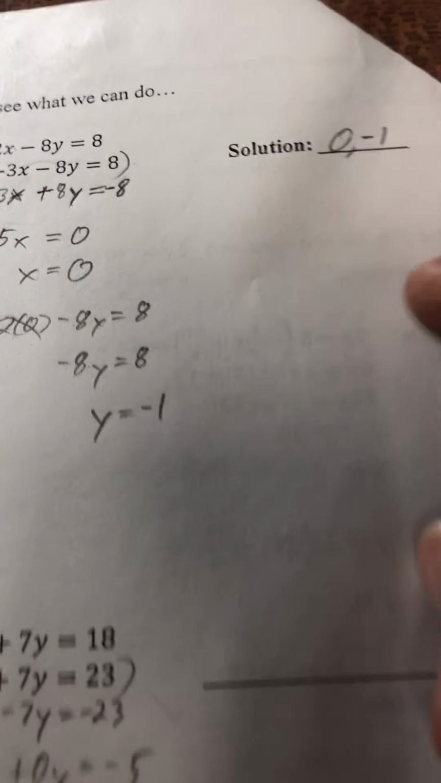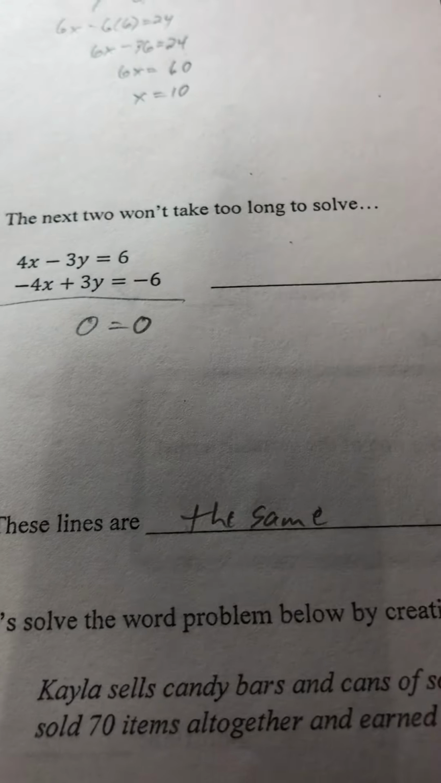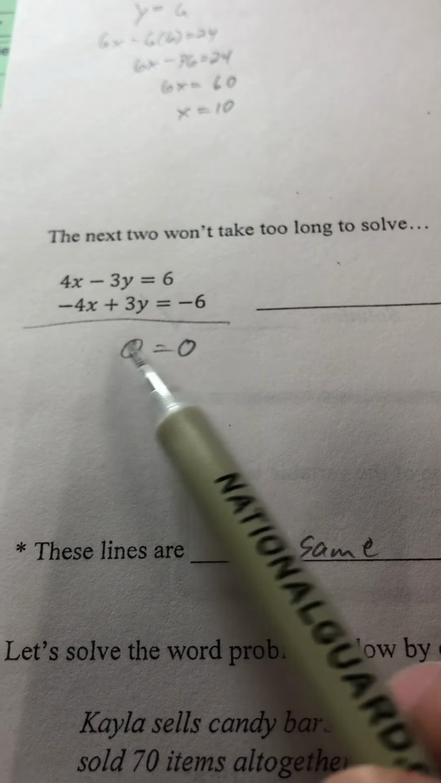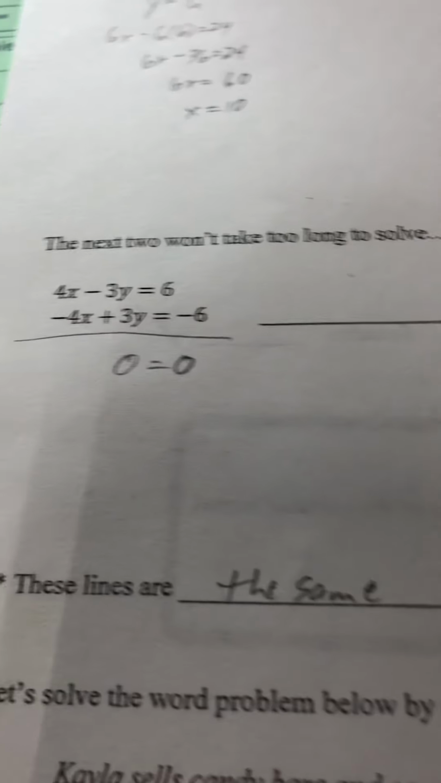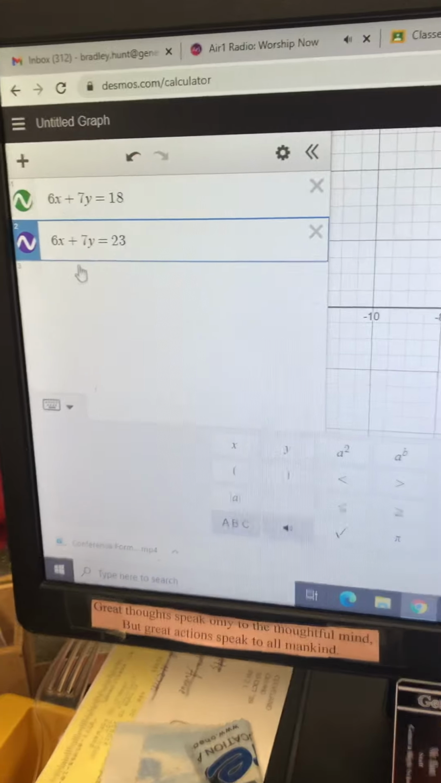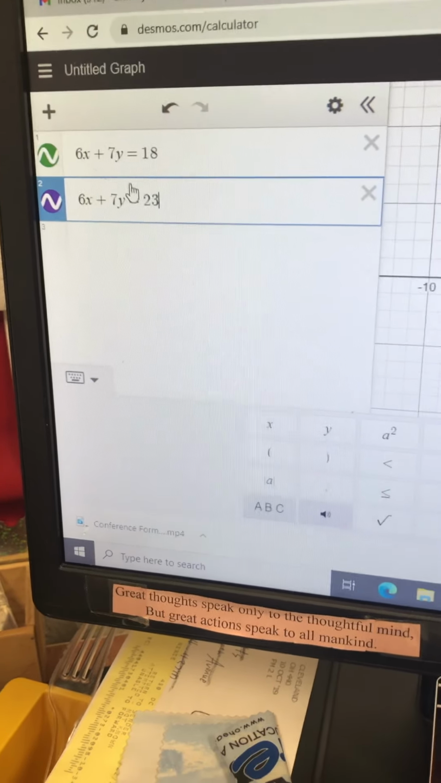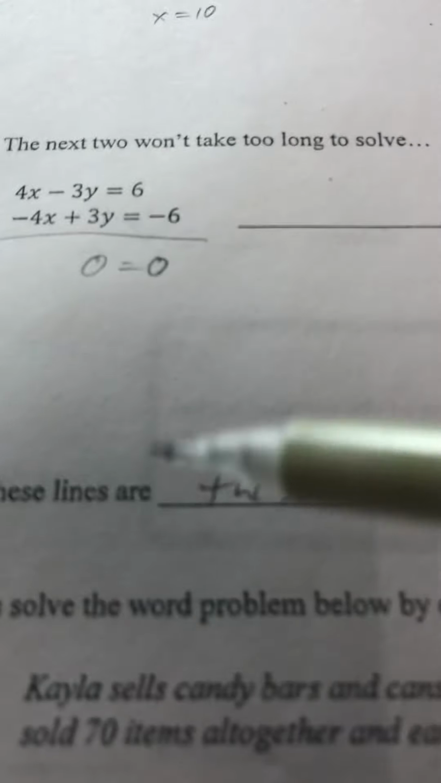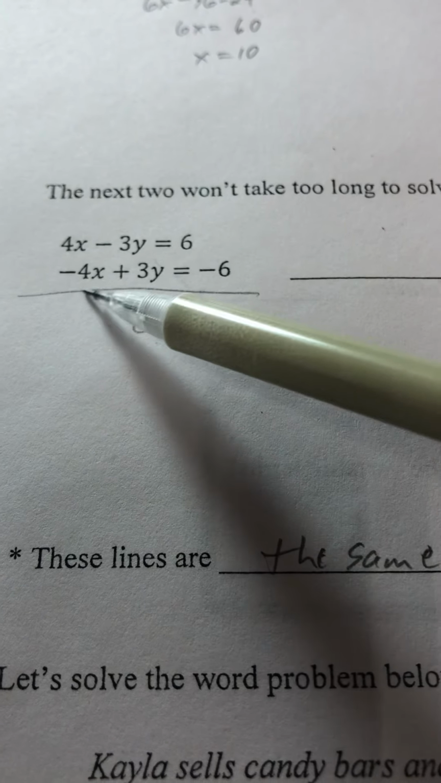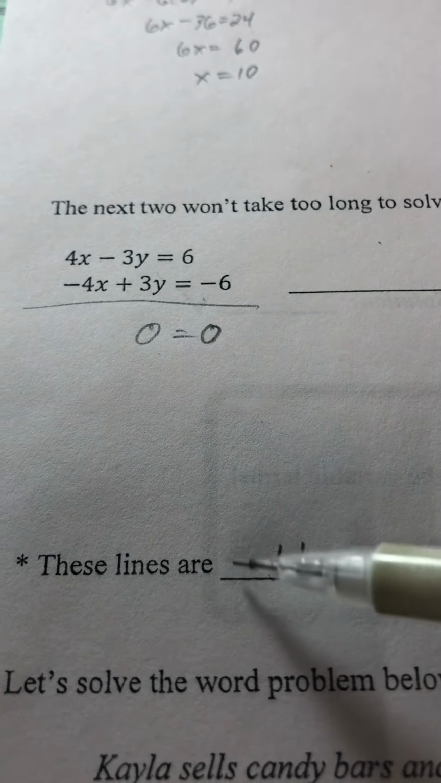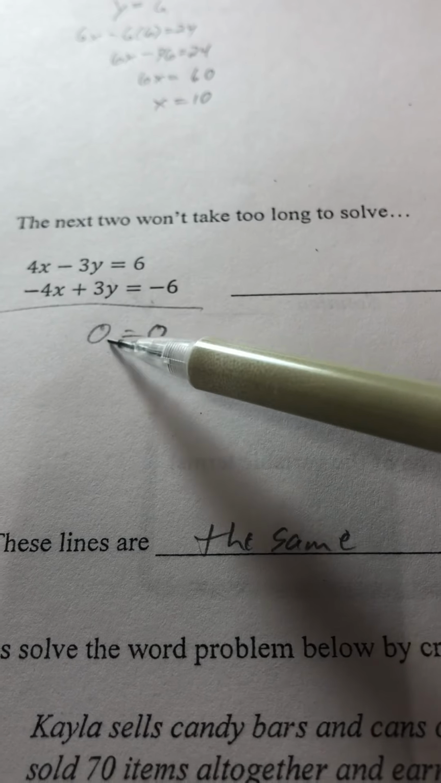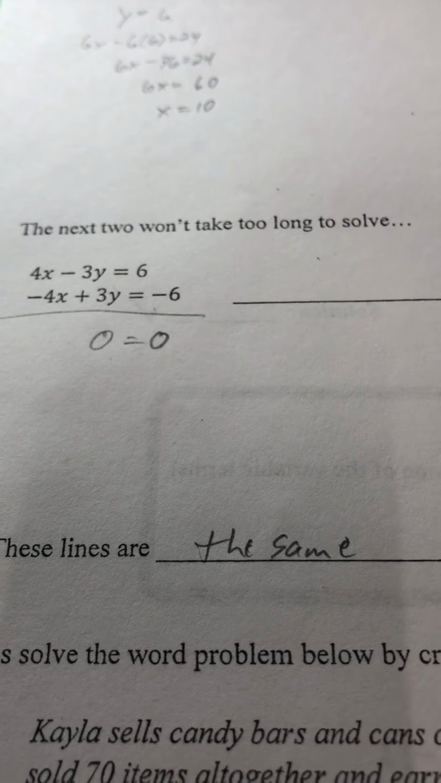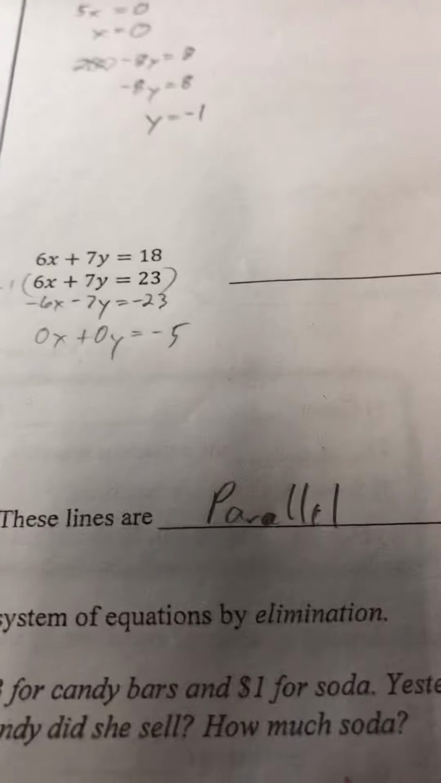0, -1. You could also use Desmos just to check yourself. This is the second one. You can see the second one down there. I plugged it in just to make sure, and you notice that those two are parallel. When I did the first one, they were the same line. You can plug these numbers into Desmos and see that they're the same line. When they equal each other, that's the same line. These are going to be parallel.